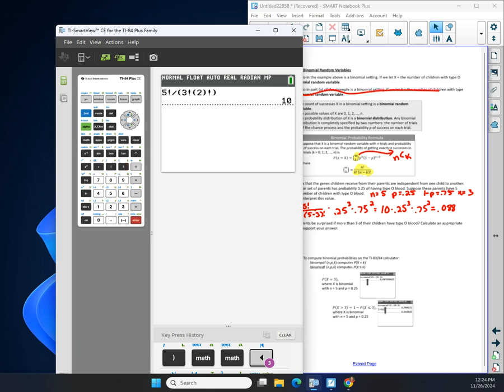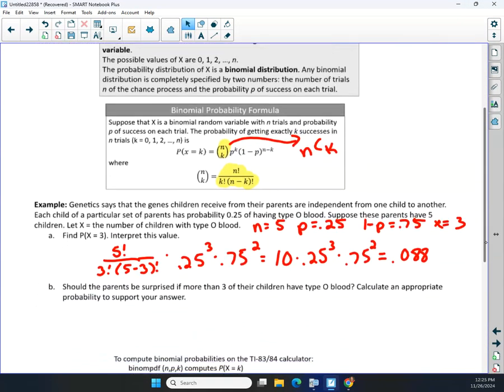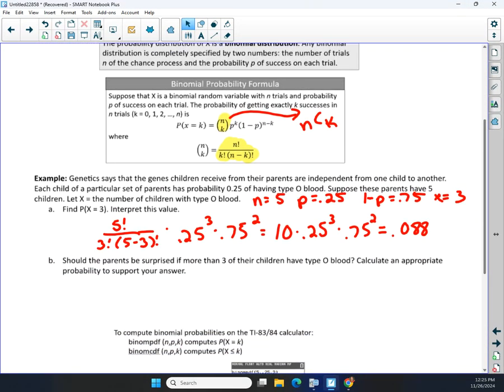The 0.25 was the probability of success, and I wanted 3 successes. 0.75 is the probability of failure. If there were 3 successes, there had to be 2 failures. We'll come back to the calculator. I'll show you some other things in a moment. Now to interpret this, for time I'm not going to write it down, but you probably need to. There is about an 8.8% chance that 3 out of the 5 children have type O blood. Easy as that.